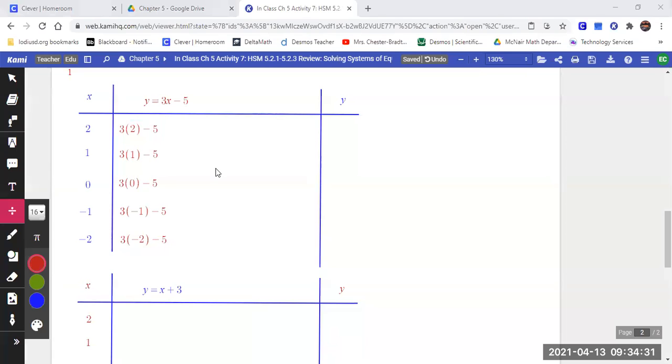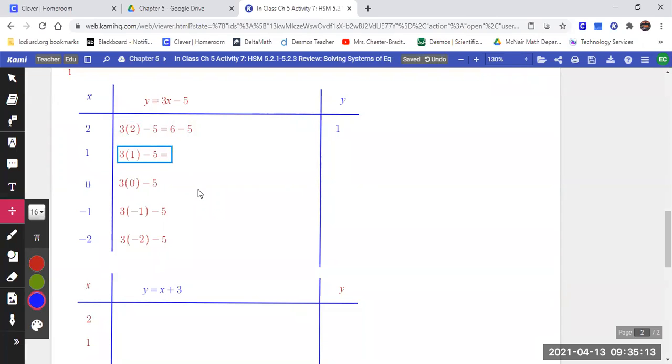Okay. So now we're going to go do the math, right? Solve the math. So 3 times 2 is 6. So this would say 6 minus 5. And the answer we're going to put over here under the y. 6 minus 5 is how much? 1. Okay, let's go do the same thing for the next one.